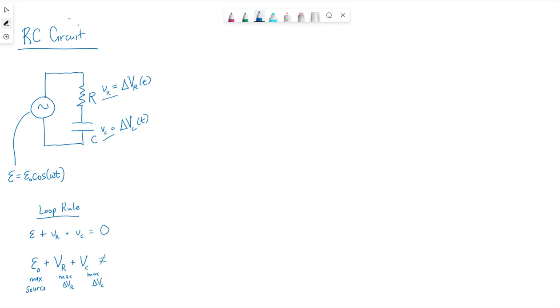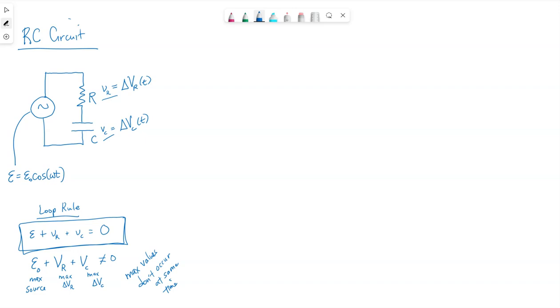It turns out this will not equal zero. And the reason why is because they will not have maximum values at the same moment in time. So totally, Kirchhoff's loop rule applies at any one given moment in time. That is still totally true. But max values don't occur at the same time. That's why we can't say the loop rule is valid in terms of these maximum values.